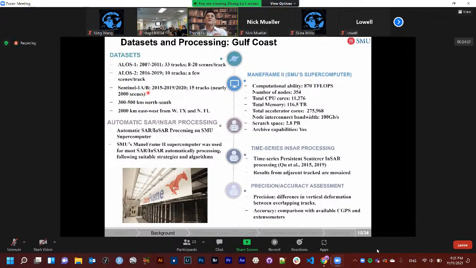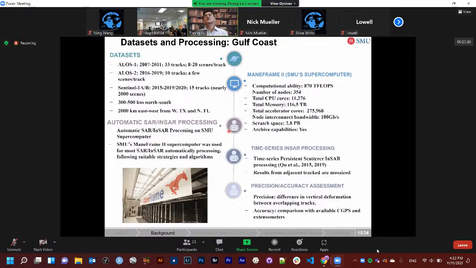So how many data tracks? Each track for ALOS-1 and ALOS-2 is about 70 kilometers wide, and in the northwest direction, it's about 300 to 500 kilometers long. For the Sentinel-1 data, it's about 240 to 250 kilometers wide. We also want to cover the Gulf Coast, in the northwest direction, about 300 to 500 kilometers. So it's about 500,000 square kilometers total.